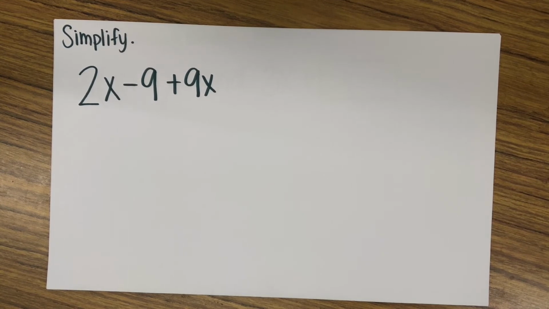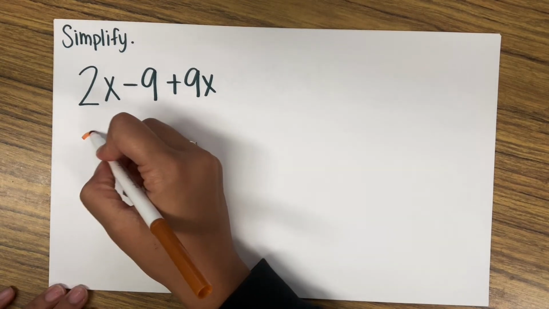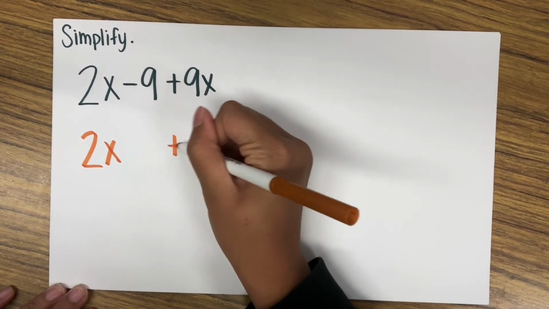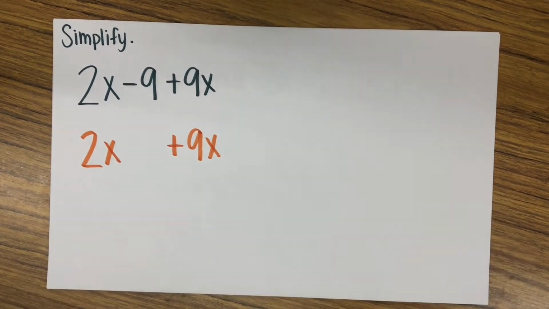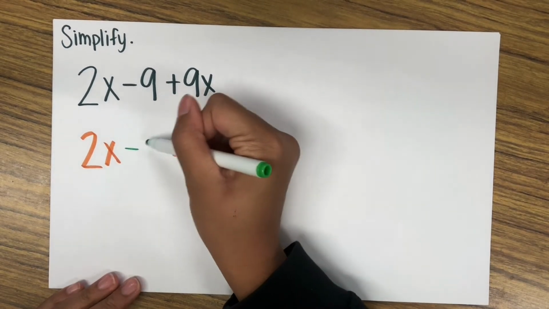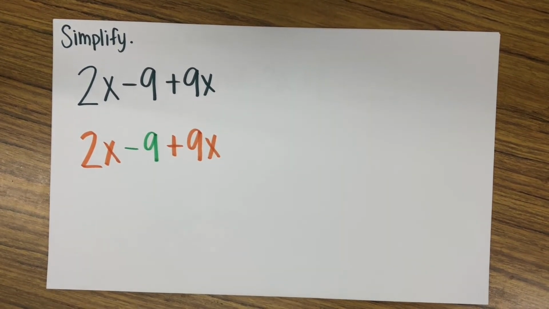1-10, simplifying algebraic expressions. It asks us to simplify 2x minus 9 plus 9x. Now I choose to do this in colors so that I can help my brain identify the like terms. Here I have 2 terms that involve x's, 2x and the plus 9x. And I have one more term, minus 9.